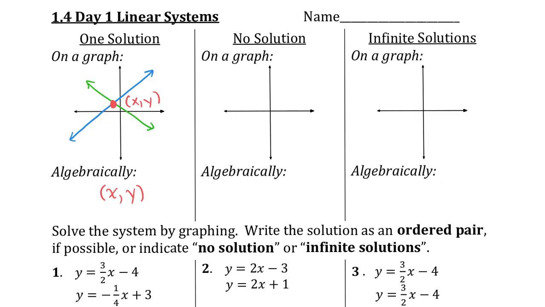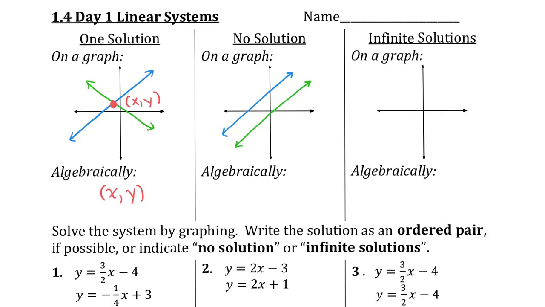Now, occasionally there is no solution. So on a graph, I'm thinking there has to be 2 lines, and there has to be no point in common. Okay, so let's draw this line. My second line needs to be drawn such that there is no point in common. So I'm going to make it exactly parallel. So if the lines are parallel, they have no points in common, therefore there is no solution.